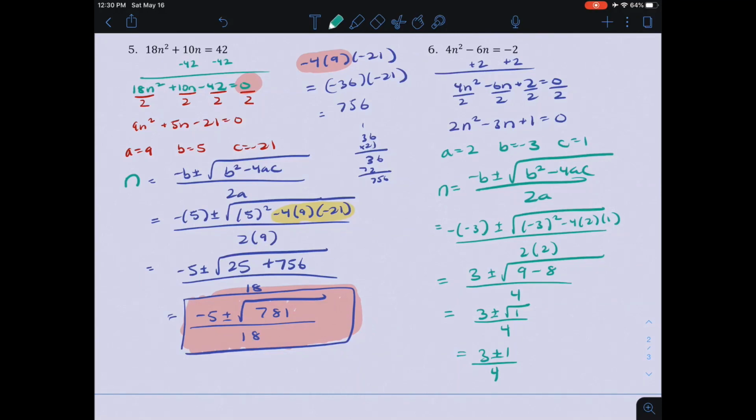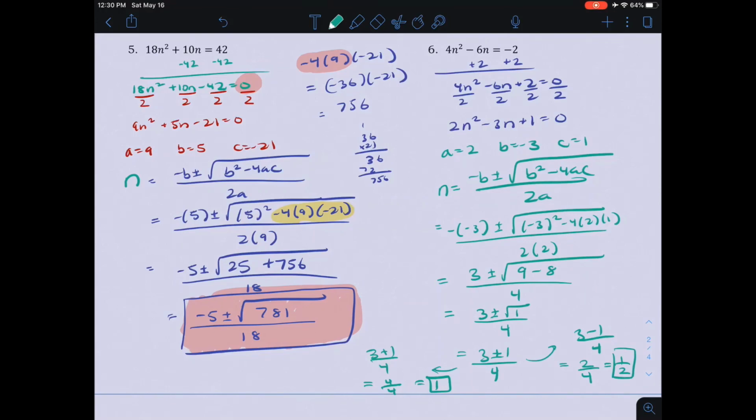From here, I would just break this up into two expressions, right? My first one being 3 plus 1 over 4. The other one being 3 minus 1 over 4. 3 plus 1 is just 4, right? So 4 divided by 4 is 1. Here, 3 minus 1 is 2. 2 divided by 4 is just 1/2. Make sure you always reduce your fractions as well.